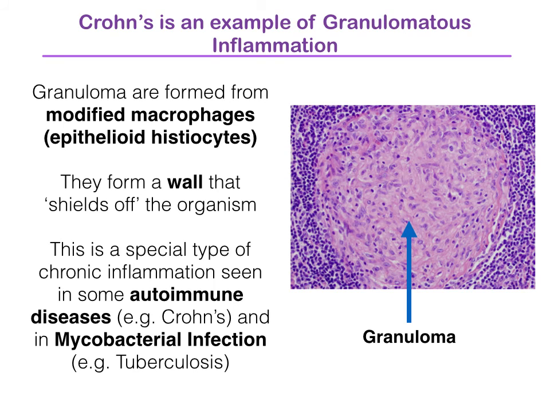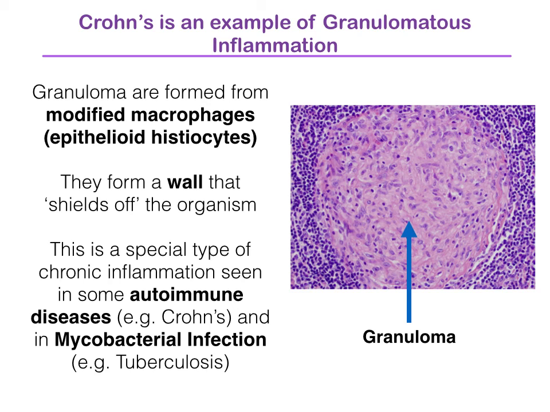It doesn't have to be an organism. And it's a special type that's seen in autoimmune diseases, such as Crohn's disease that this gentleman had, and mycobacterial infection. So that gentleman had a disease called Crohn's disease, which is a chronic inflammatory bowel disease. And it's an example of chronic inflammation. It's something that is there all the time, and we're still not sure what causes Crohn's disease. But it gets that bad that you get these situations where you get complete inflammation of the wall.